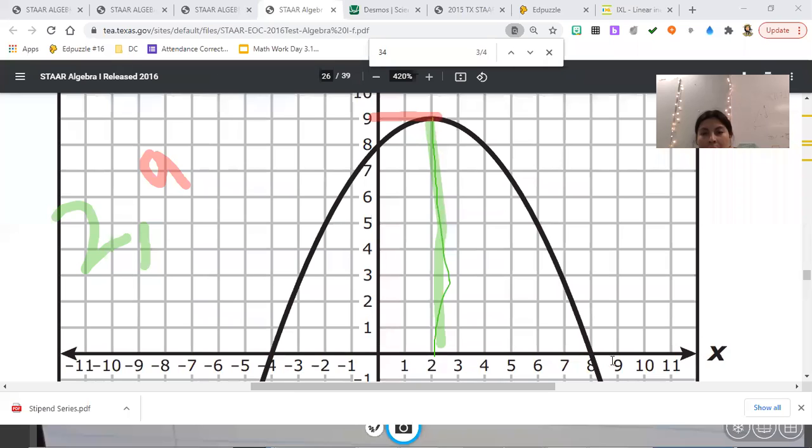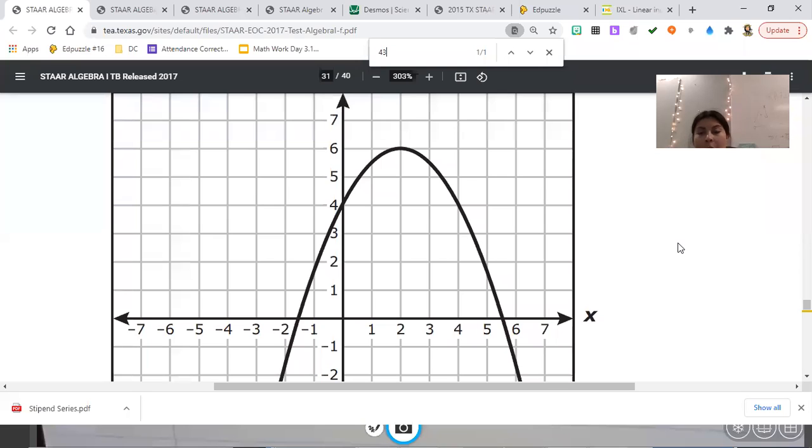So let me pause this and show you a different one. All right, for this one, I want you to tell me the axis of symmetry. I'm sorry, tell me the vertex, the highest or lowest point. So let's see if you got it right. So it goes up to this point right here. The x is 2, the y is 6. So it's going to be 2, 6. Good job if you got it correct.